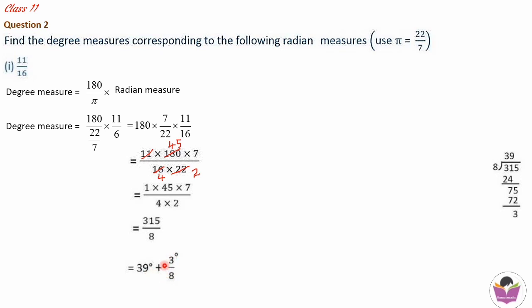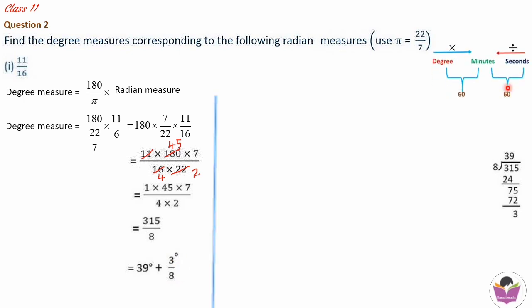Now this 3 by 8 is a comparatively very small quantity. This one we have to convert into a smaller unit than degree. So the next smaller unit after degree is minutes. We have to convert this 3 by 8 degree into minutes. For that we have to use this chart. To convert degree to minute, bigger quantity to smaller quantity, multiply with 60. We have already learned this one. For converting degree to minute we have to multiply by 60.